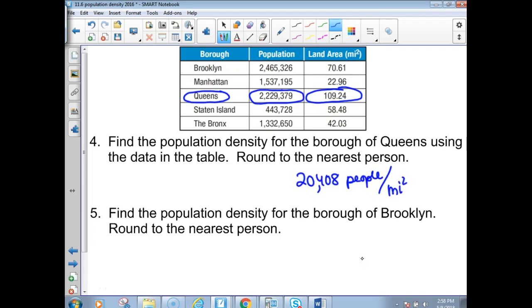Is that anything like the ones we calculated prior to this? It's dramatically different, isn't it? Why? Carolyn? The land area is a lot smaller. Okay, this is the city of what? Where are these places?